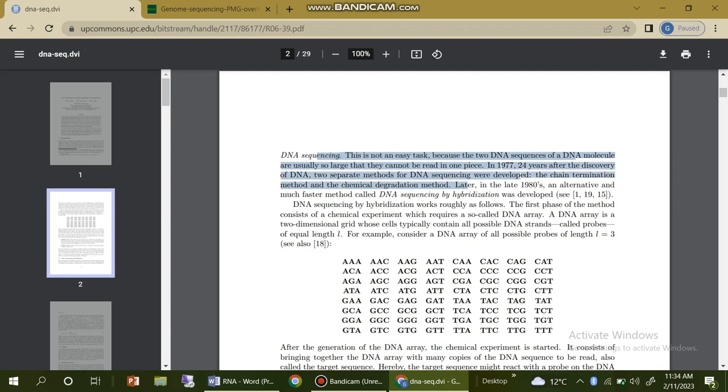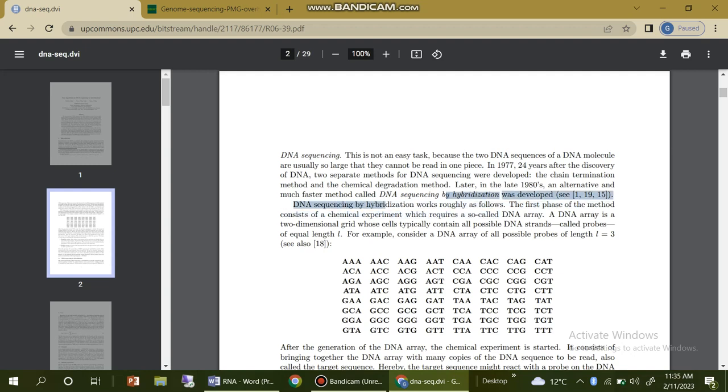This is not an easy task because the DNA sequences of a DNA molecule are usually so large that they cannot be read in one piece. In 1977, 24 years after the discovery of DNA, two separate methods for DNA sequencing were developed: the chain termination method and the chemical degradation method. Later, in the late 1980s, an alternative and much faster method called DNA sequencing by hybridization was developed.